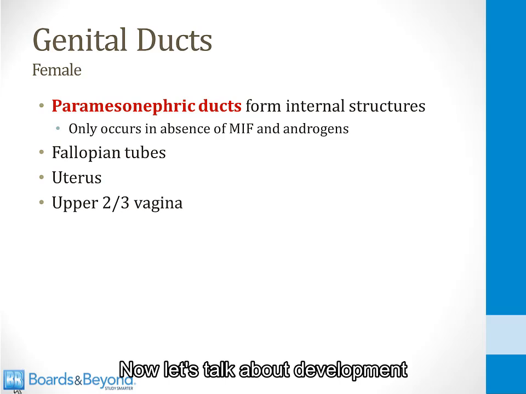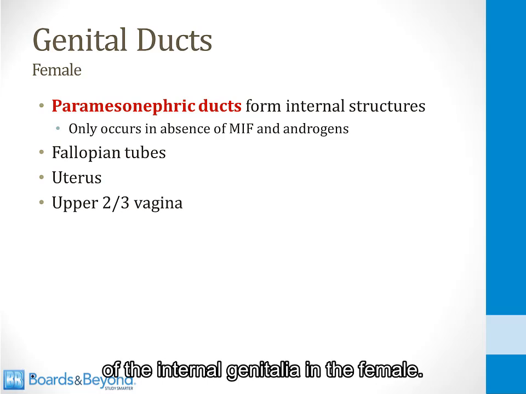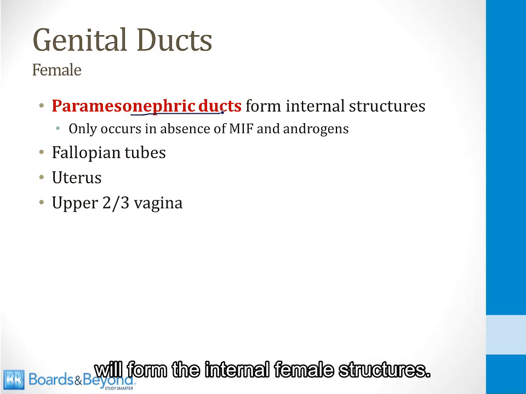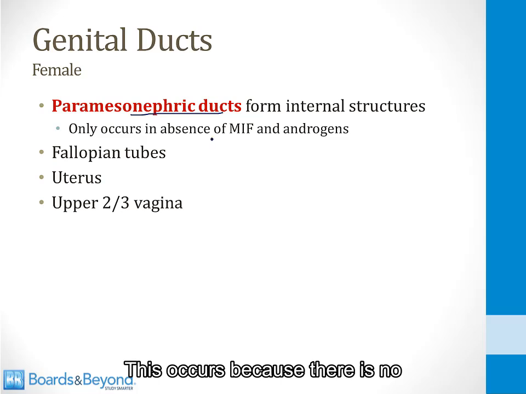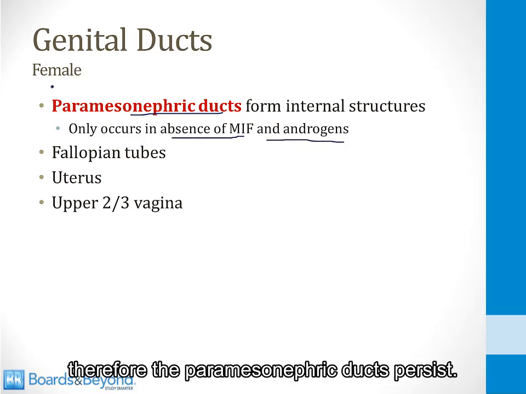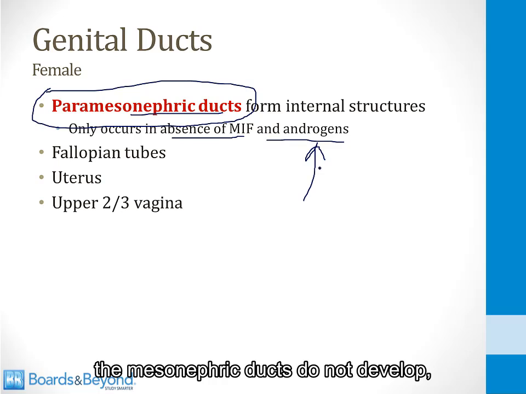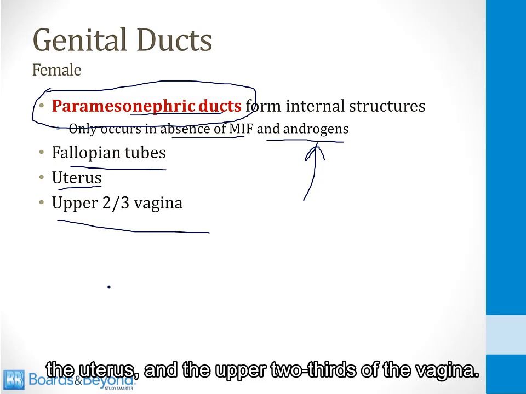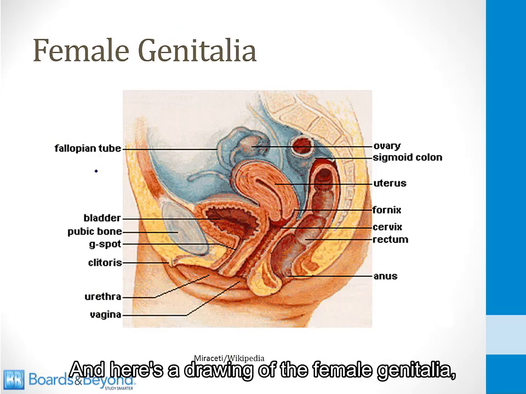Now let's talk about development of the internal genitalia in the female. In the female, the paramesonephric ducts will form the internal female structures. This occurs because there is no Müllerian inhibitory factor or androgens in the female. Therefore, the paramesonephric ducts persist, and in the absence of androgens, the mesonephric ducts do not develop. And therefore, in the female, the paramesonephric ducts develop into the fallopian tubes, the uterus, and the upper two-thirds of the vagina.